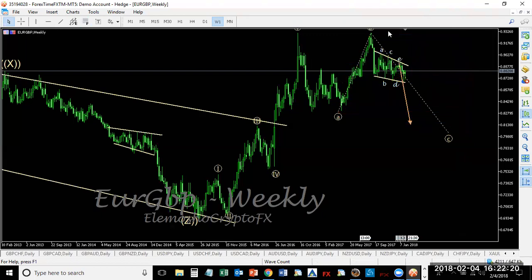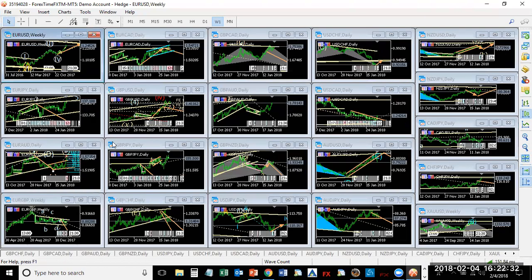So we can have movement to the upside, but I'm not looking for the move to the upside. I'm looking for a sell opportunity. And whenever I get that sell opportunity, I will communicate it to you guys in the group. Now, that is for the Euro GBP.